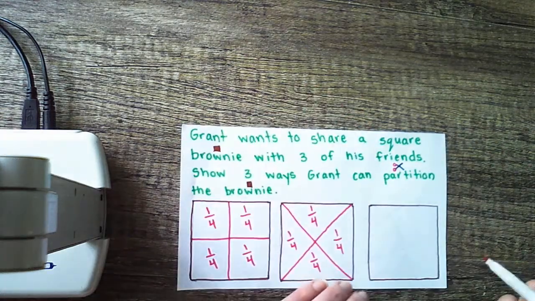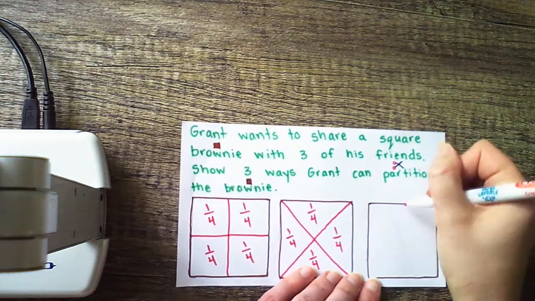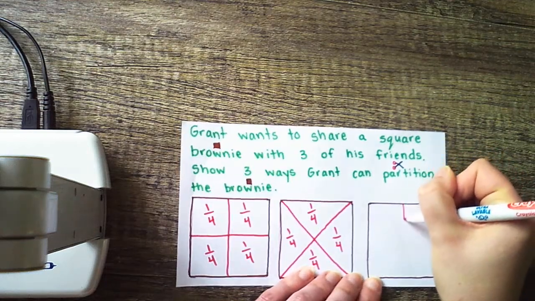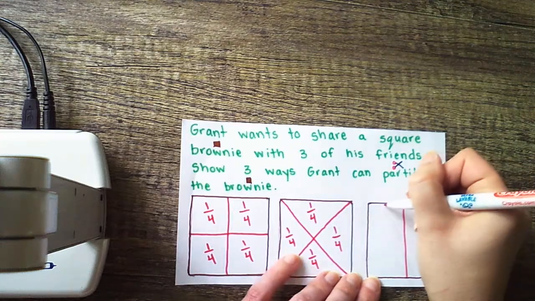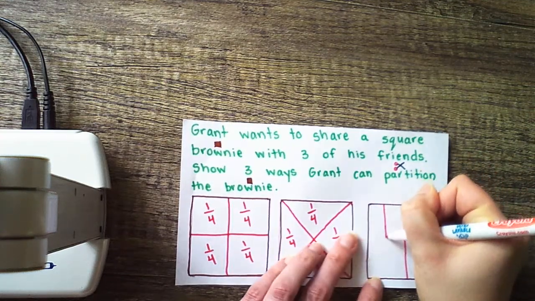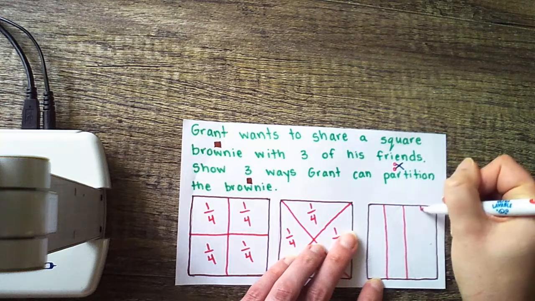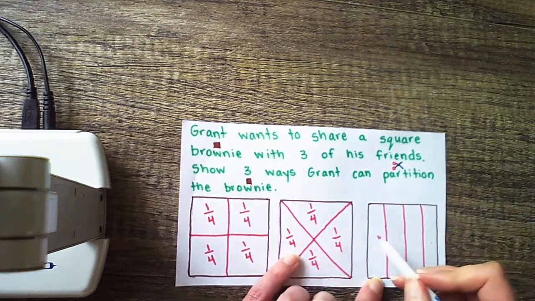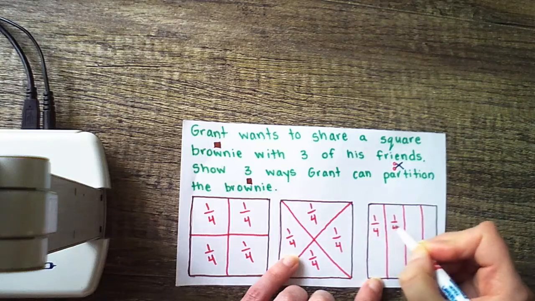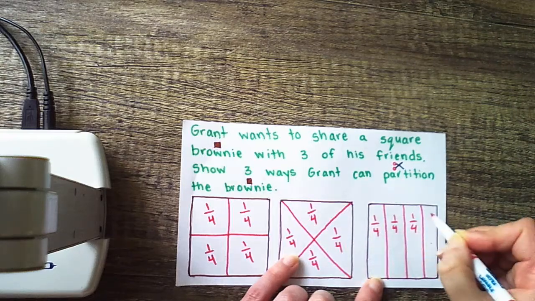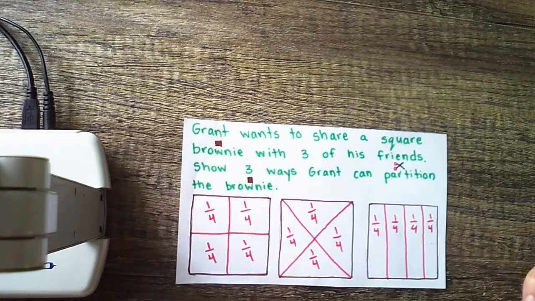So what if we went and made strips? I'm going to cut or partition straight down the center so I have halves. And then if I cut each half in half, I will get quarters. 1, 2, 3, 4. Each one represents 1/4 of the whole. And now everybody has an equal share.